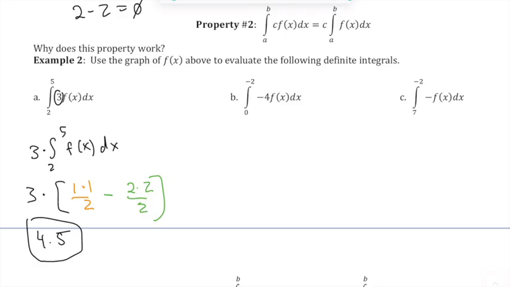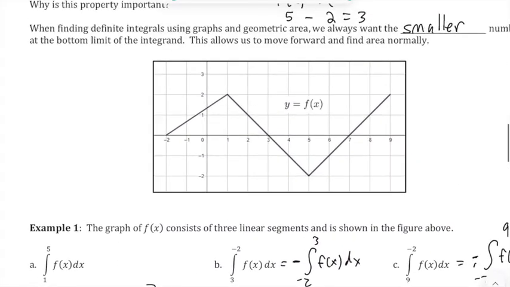Moving on to question B. We want to find the integral from 0 to negative 2 of negative 4 f of x. Now, there's 2 things going on. We do need to switch our boundaries. So that makes this negative from negative 2 to 0. And we are going to pull out negative 4 outside. So this is going to just be positive 4. And then now we need to find the base and the height of whatever shape is from negative 2 to 0. And that's that triangle that I highlighted there.